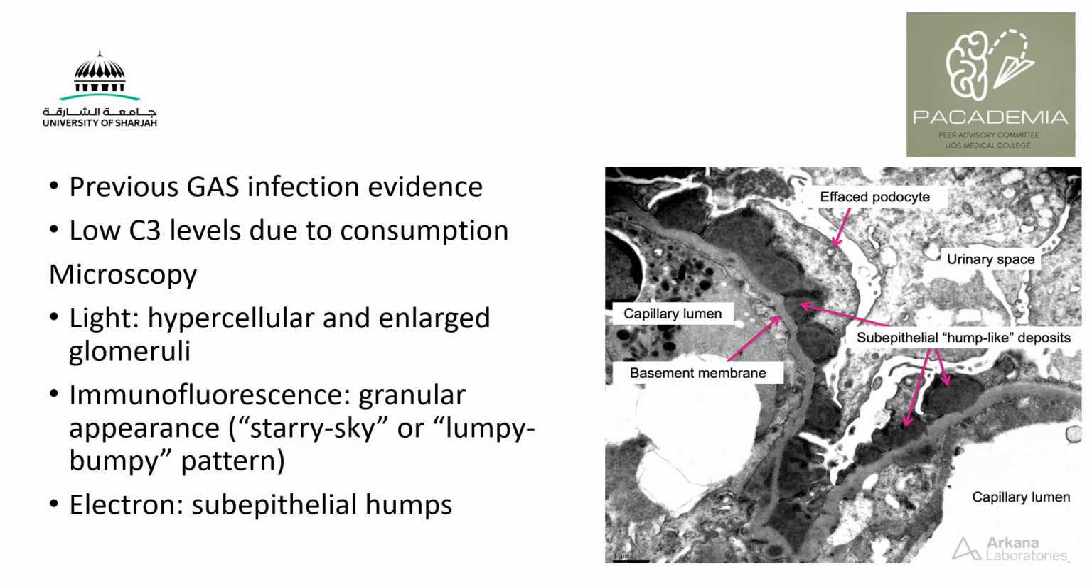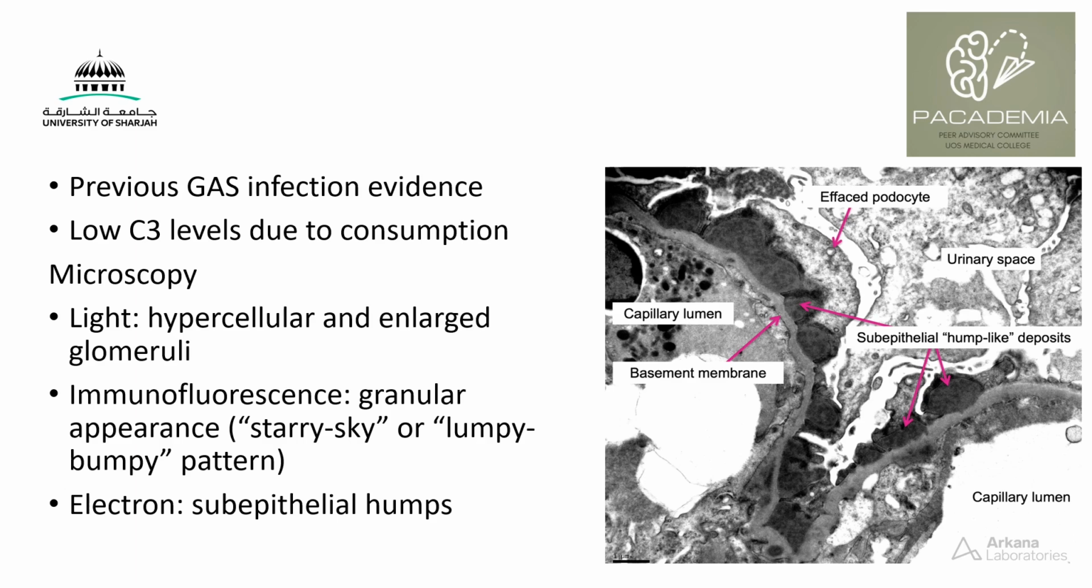So in terms of labs, you may want to check for previous group A streptococcal infection, which could be, for instance, checking the antistreptolysin O. Also, sometimes you can check the anti-DNase B antibody titers. You can also check the complement levels. Here they'll be low because they'll be consumed, because, as I said, they form immune complexes. So the consumption of complement will lead to low levels when you do the test.